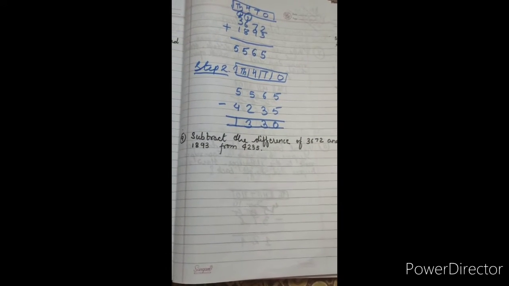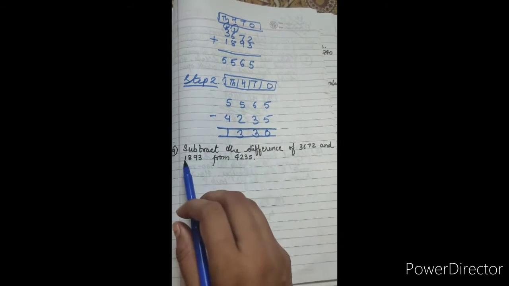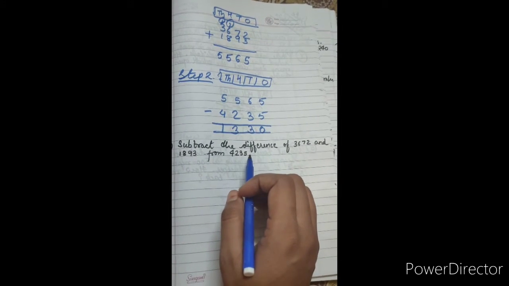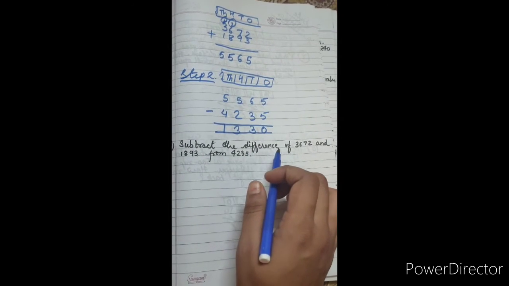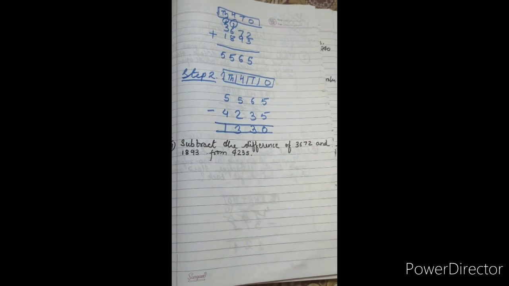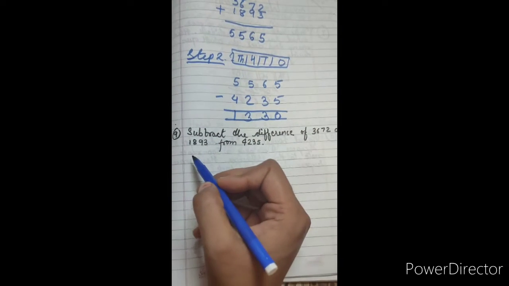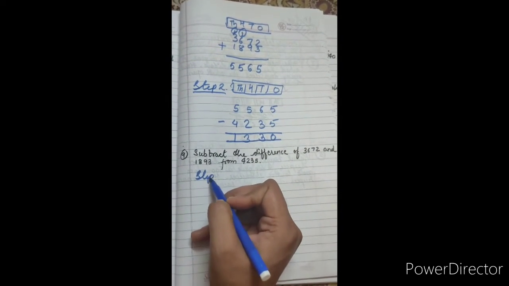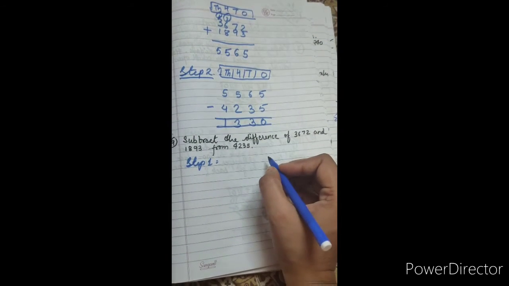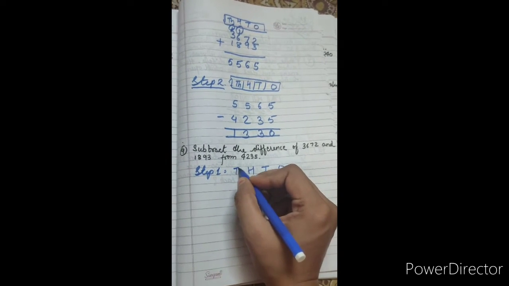And now question number 9. Subtract the difference of 3672 and 1893 from 4235. Subtract the difference, right, of 3672 and 1893 from 4235. So difference means minus. So step 1 is find the difference between two numbers.